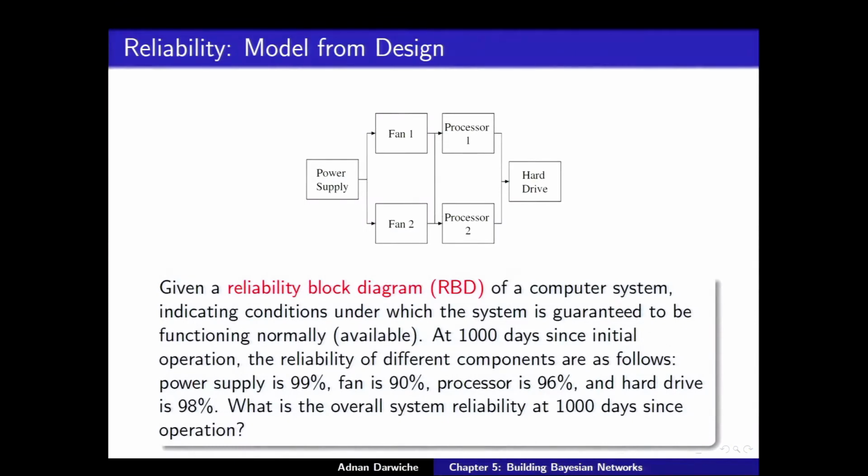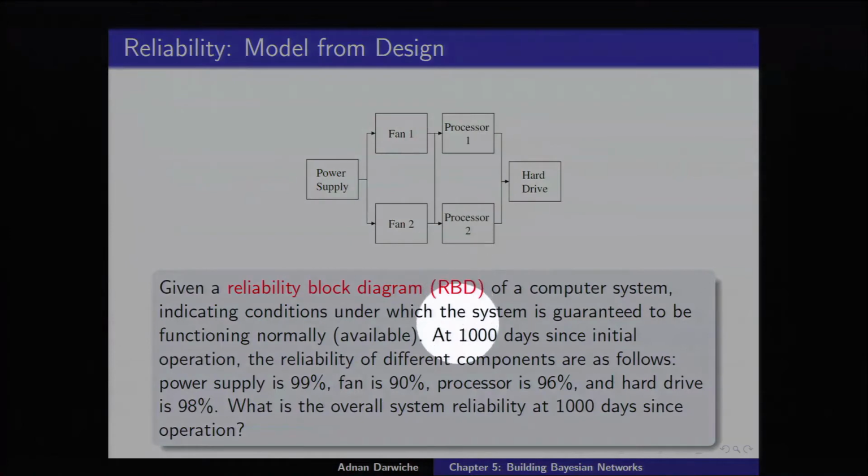So for example, you look here and it says at 1,000 days since initial operation, the reliability of the power supply is this, the fan is that, the processor is this, and so on. And then we're asked, what is the overall system reliability at 100 days since operation, right? We'll interpret this in just a second.